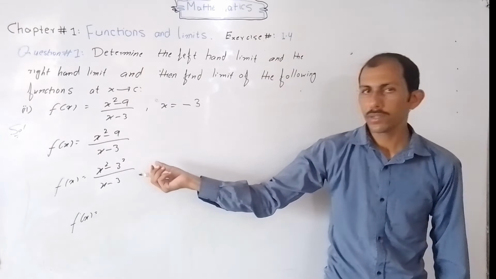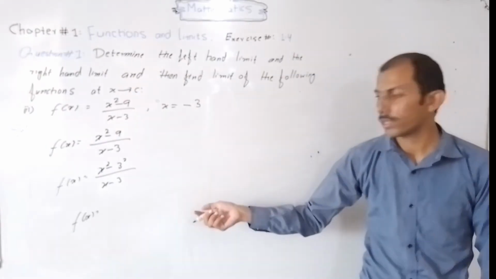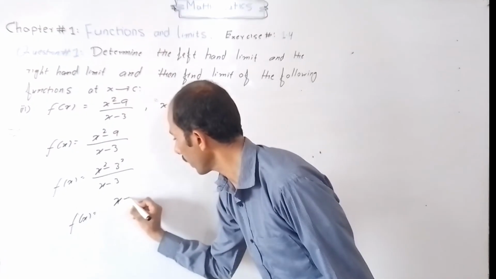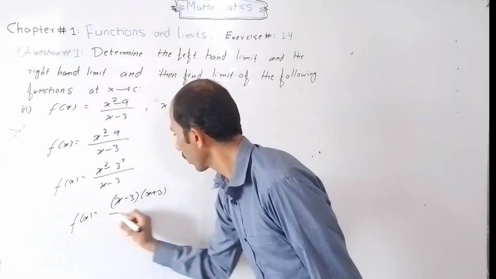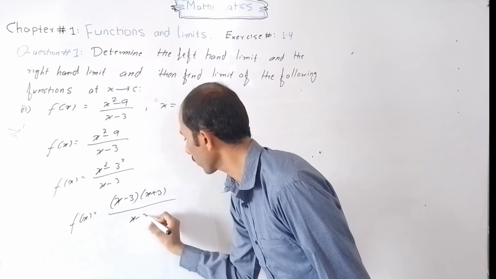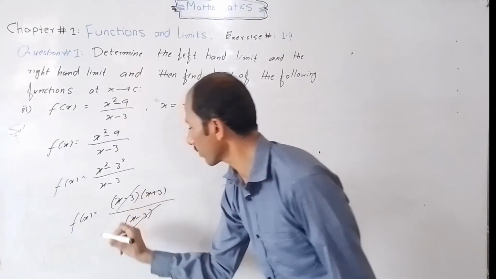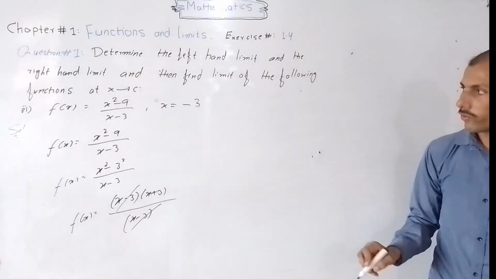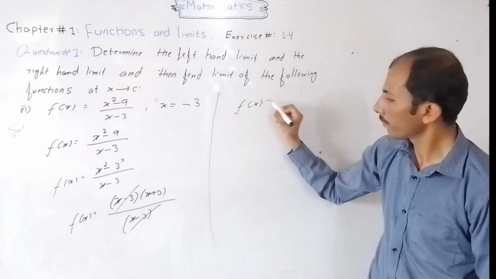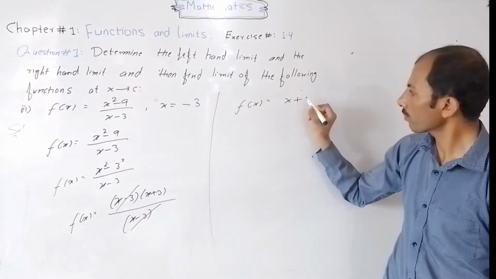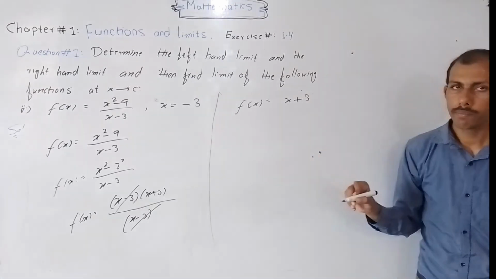Next, f(x) is equal to x² − 3², which can also be written in the form of (x − 3)(x + 3) whole divided by x − 3. x − 3 and x − 3 cancel. So f(x) is equal to x + 3.